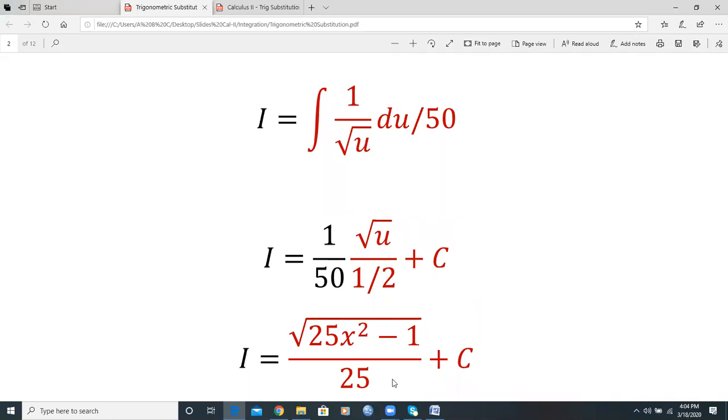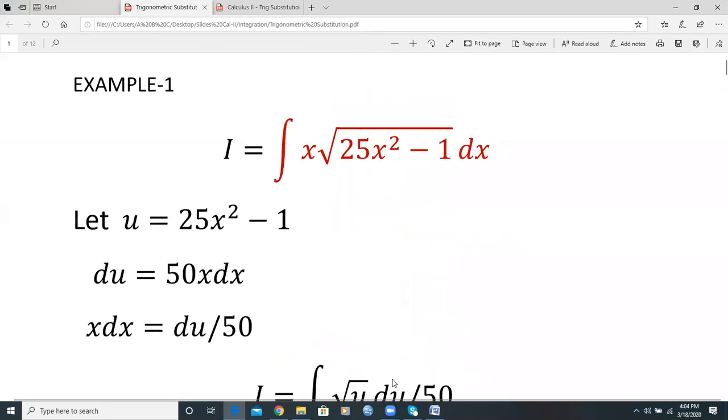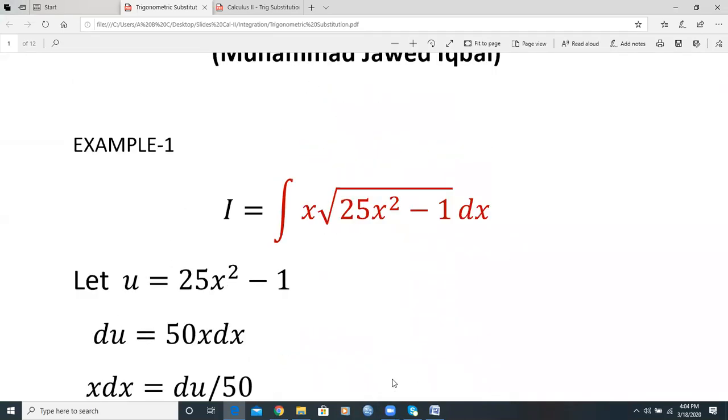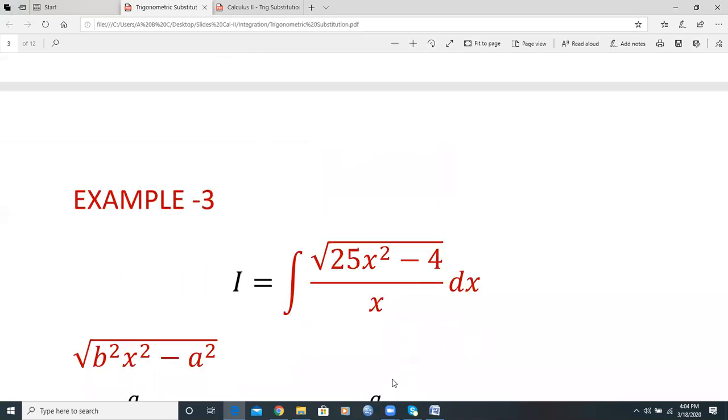Although these integrals involve the product of two functions, in example number 1, although it is a product of two functions, we did not apply the integration by parts formula. Substitution actually simplifies the integral. So therefore we have used the substitution.